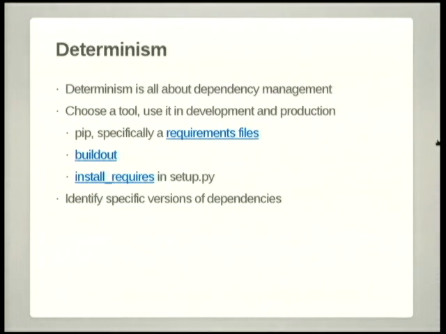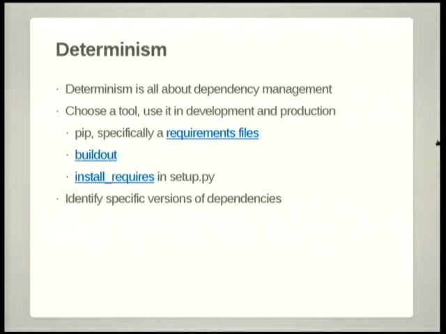And determinism is all about dependency management, right? It's all about knowing what goes into your application and what you're actually using. So what we're going to use today is a requirements file with pip. But there's other approaches to this that I've linked to in the slides. One of them is simply making a setup.py for your application and being really explicit about the versions there and the dependencies. The other one is a tool called buildout, which sort of combines some of the things that virtualenv and pip do together.